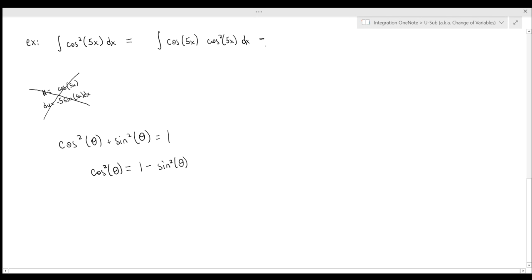So in my integral, I'm going to rewrite the cosine squared of 5x as 1 minus sine squared of 5x. Okay. So now that I've done that, I'm going to do another u substitution attempt. All right, so what do you guys think you would choose for u now?